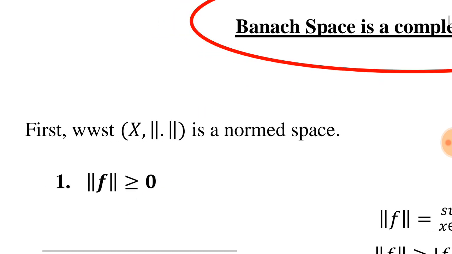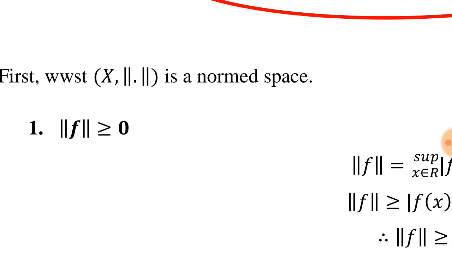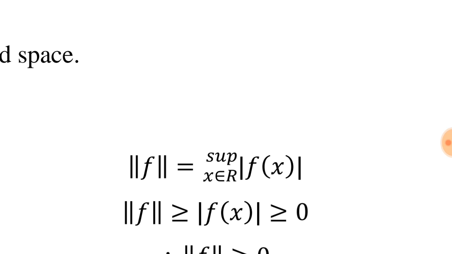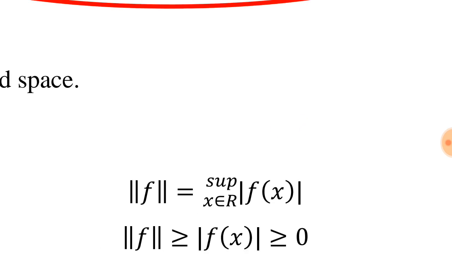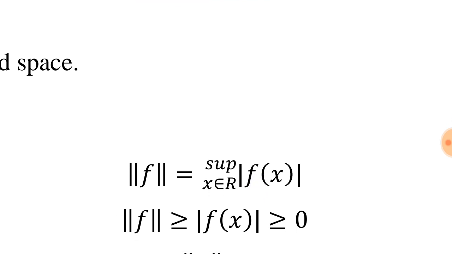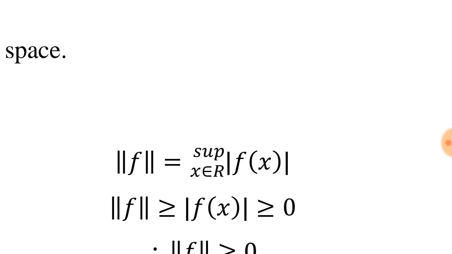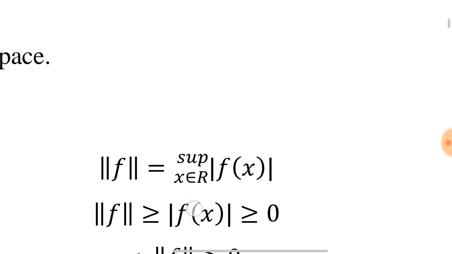The first condition, as you can see here, is that the norm of f should be greater than or equal to 0. Using the definition given in the question, we know that the norm of f is equal to the supremum of the absolute value of f of x. As we know, the supremum is the least upper bound, so automatically we have the norm of f is greater than or equal to the absolute value of f of x. Why? Because the norm of f is the supremum of this.